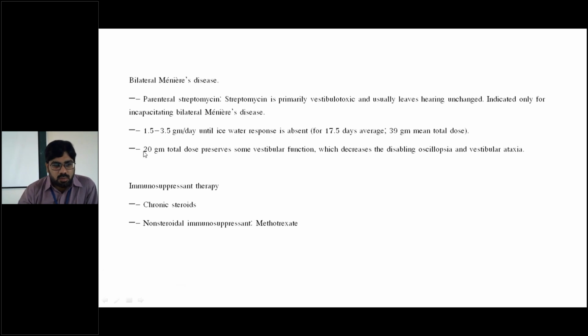How it is given? It is 1.5 to 3.5 gram per day until the ice water caloric response is absent, and the total dose is 20 gram. You can give up to 20 gram.